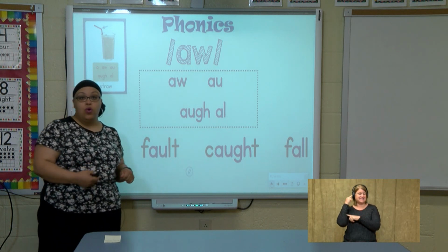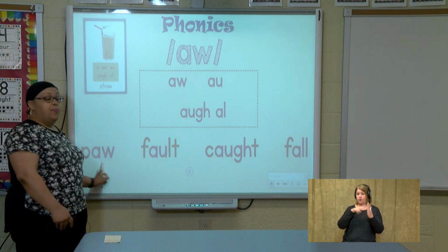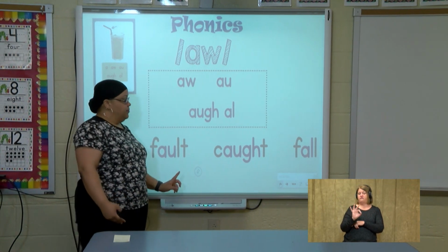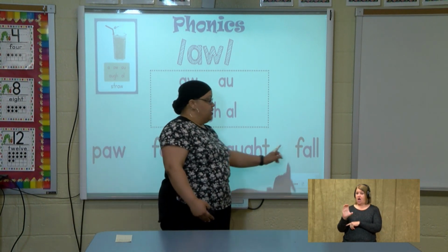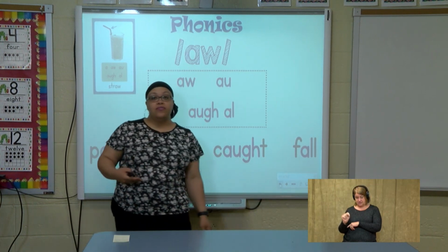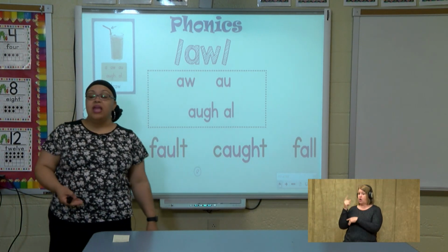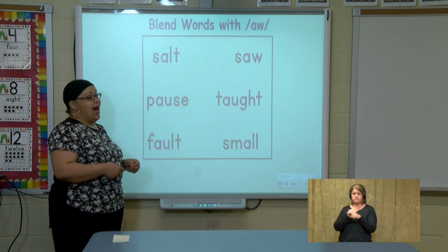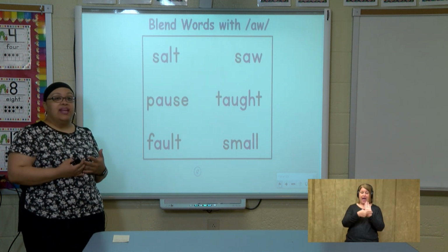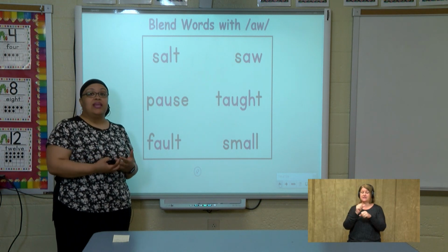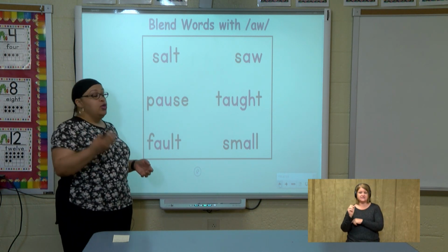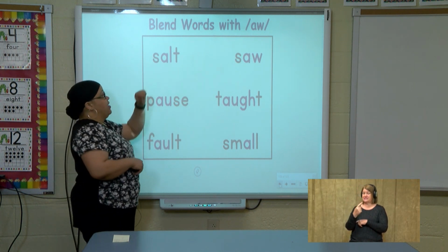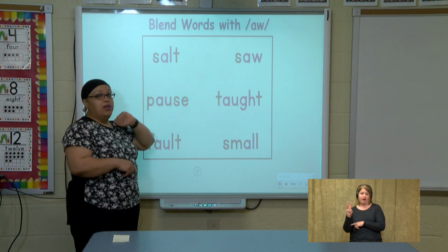Watch me read these words with ah. Paw. You hear the ah sound? Fault. Caught. Fall. All of those words have ah. Now let's practice some together. Again, I highlighted those letters that make the ah sound. So when you see those letters in purple, you're going to say ah, okay? Let's do the first one together. Say the sound and then we're going to blend it.